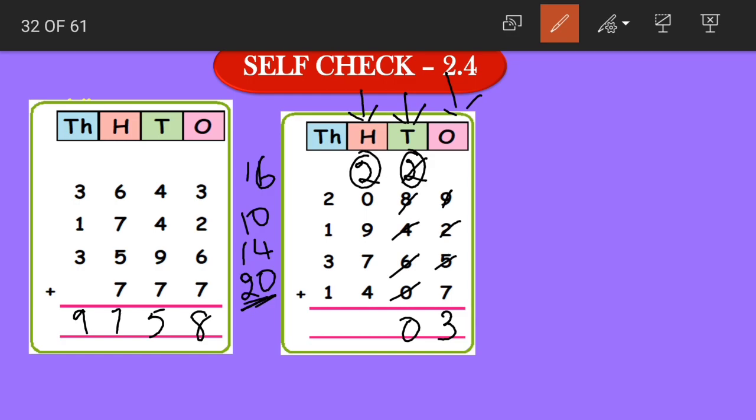Now in the hundreds place we have 2 plus 0, which is 2. 2 plus 9, 11. 11 plus 7, 18. 18 plus 4 becomes 22. So 2 here and 2 carried.